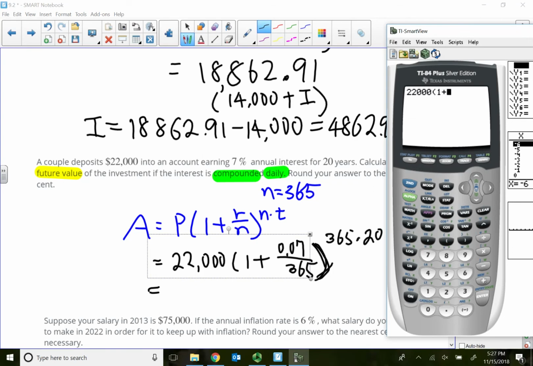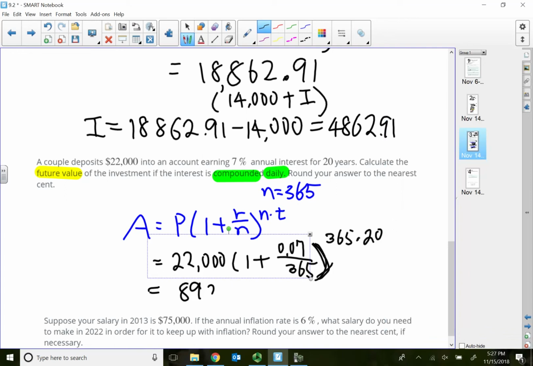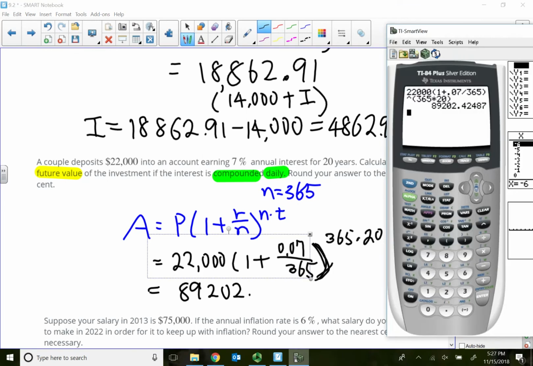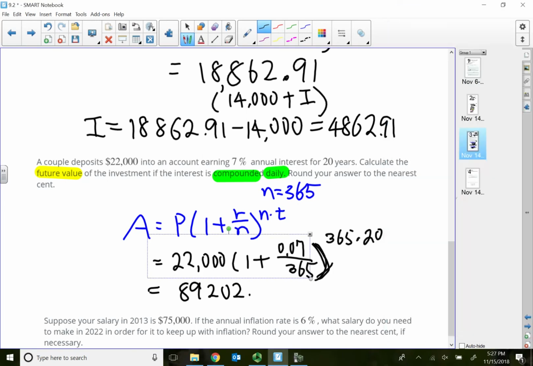0.07 divided by 365, raised to the power of 365 times 20. So after 20 years, $22,000 grows into $89,202 and 42 cents.